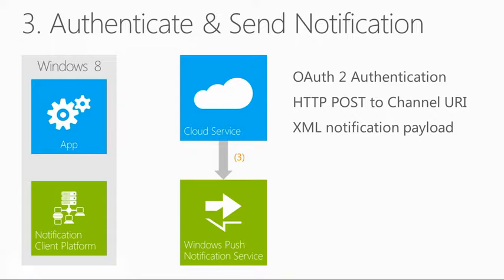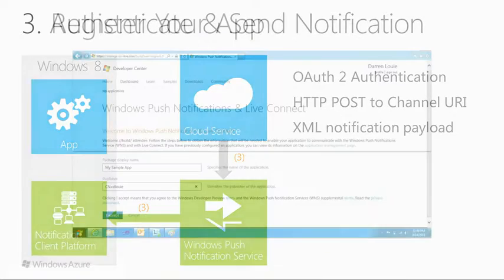But the next step that we need to do now that we've got those channels up in our cloud service is to authenticate against WNS in this case, and then push a notification payload to WNS targeting that channel URI that we got from the client. And that basically says, send this notification to the tile on this person's machine. That's what that channel URI is. It's a unique identifier of that tile for that application. So we need to authenticate and push, and then eventually WNS, it's normally pretty fast, will go and deliver that message to the client, and we'll see the notification.